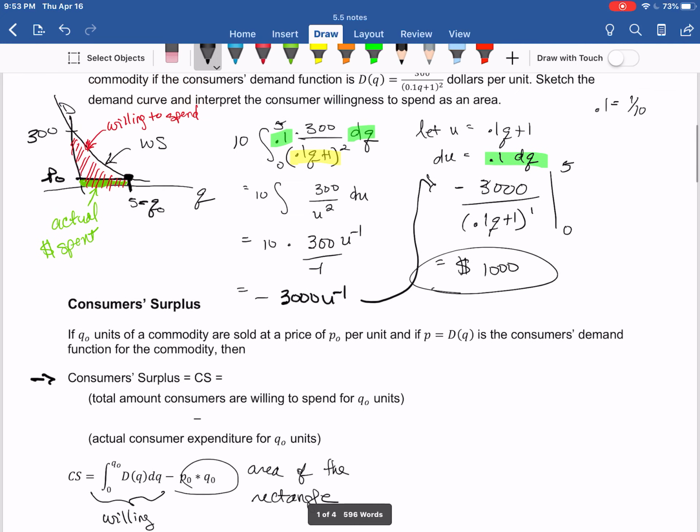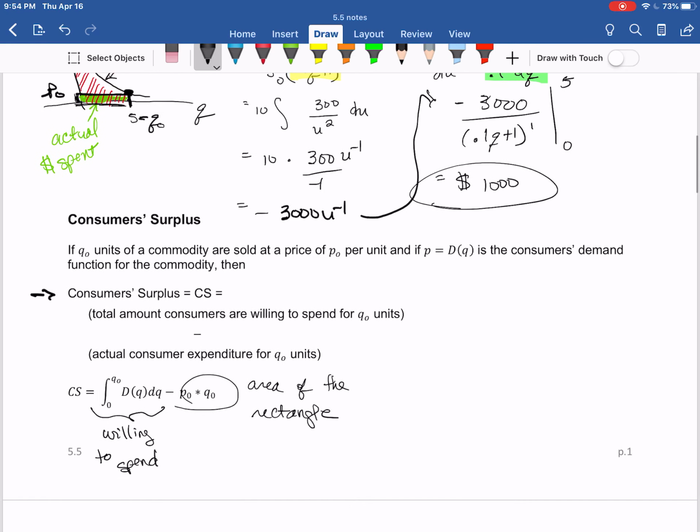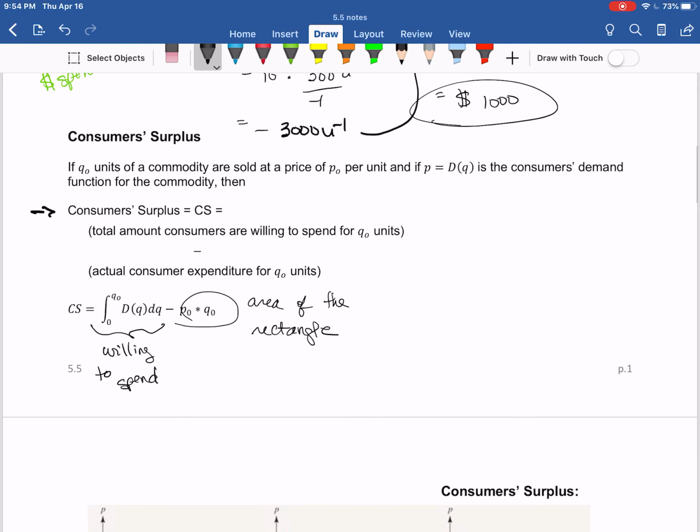Where are we getting that from? Well, a rectangle is base times height, okay, or vice versa. And so if I take the height, which is P naught, times the base, which is Q naught. That gives me the area of that green piece. You subtract them, what's left over is your consumer surplus.